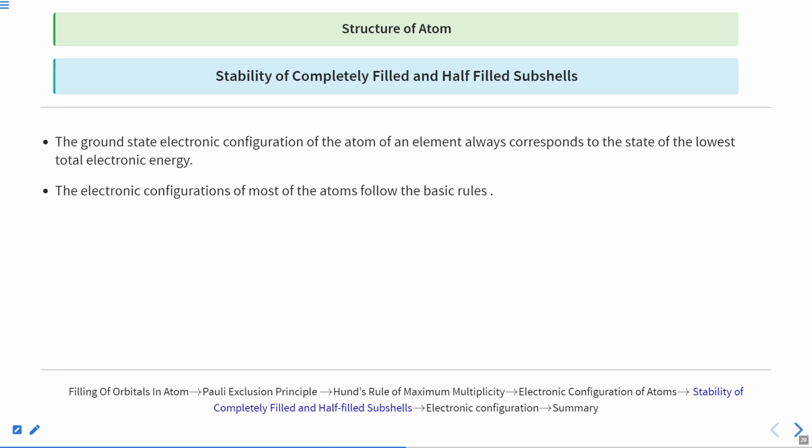Now what is ground state configuration? It basically refers to the most stable one, or the one which has the lowest energy. Okay, so that is recognized as the ground state. So the electronic configuration follows these rules, and they are filled in this way.